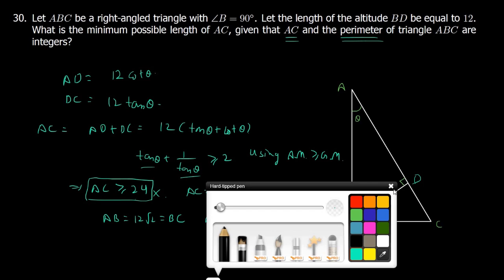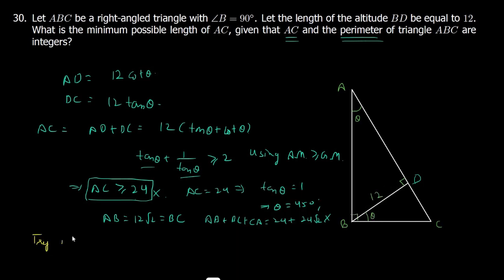So what is the next integer just bigger than 24? It is 25. Let's try to put AC equal to 25. If I have AC equal to 25, then how can I divide it basically? Is there a value of theta for which this is also 25, and my AB and BC are also such that the sum AB plus BC plus CA is also an integer? Let us give it a try.